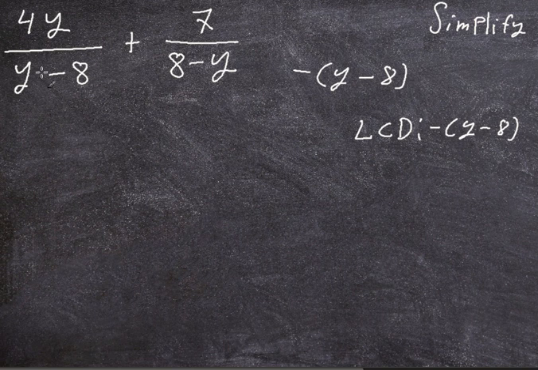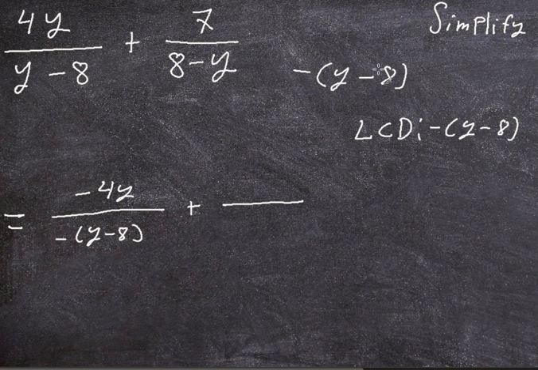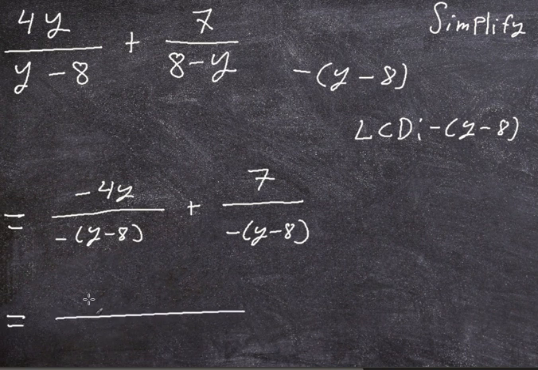So let's see what happens. What did I need to multiply y minus 8 by to get negative y minus 8? I just need to put on a minus sign. So that's what I'm going to do. So I have minus y minus 8, and so that's going to make negative 4y. Now, I claim that this is already negative y minus 8, so the 7 is ready to go. Okay. Now they're over the same denominator, so I can put them together. So I have negative 4y plus 7, over negative y minus 8.